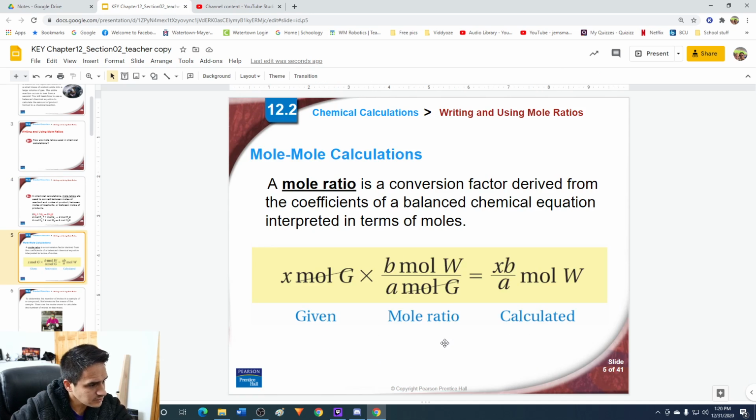A mole ratio is a conversion factor. It's derived from the coefficients of a balanced chemical equation interpreted in terms of moles. I just showed you this in the previous part. They have this little equation here, but for the most part, we're just going to ignore that because I think it's more confusing than anything.